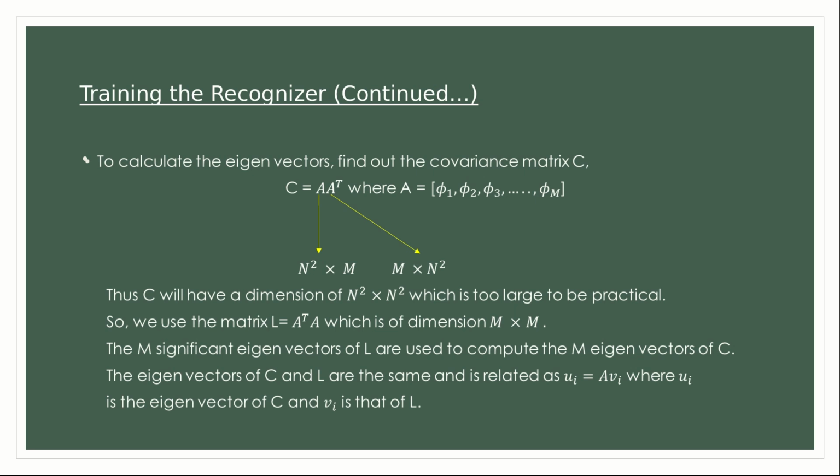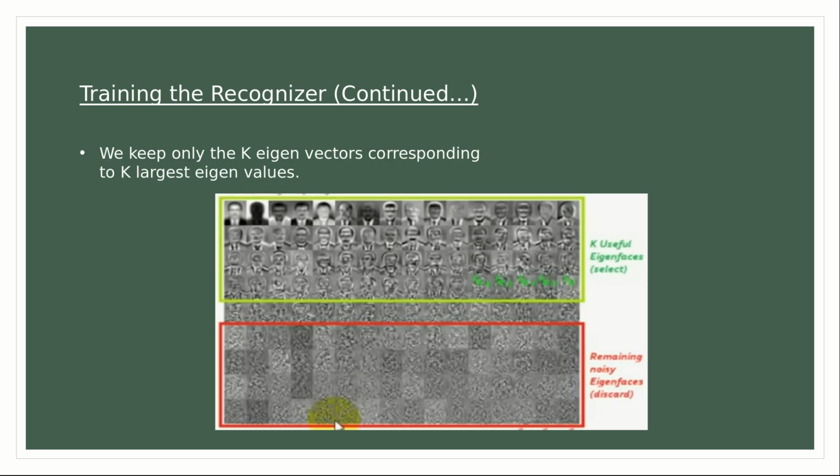Now since we can easily find the eigenvectors of L, we can map them to find the eigenvectors of C, which is of dimension n square by n square. So here, using a smaller dimension, I'm able to find the eigenvectors in a larger dimension. So the dimensionality reduction really helped us. Now that we have found the M eigenvectors of C, we will keep only the k most prominent eigenvectors. Why do we do that?